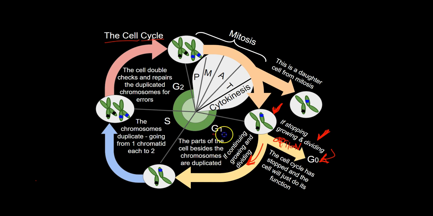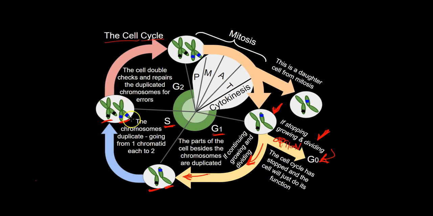If it doesn't though, if it's continuing to grow and divide, then it continues around here through the G1 phase. During this G1 phase, you're going to have parts of the cell besides the chromosomes are duplicated. And so all of that cellular machinery that's important there is going to continue. Then we get to the next phase called the S phase. And I want you to notice right here, we go from homologous chromosomes that have one chromatid each to homologous chromosomes that have two chromatids each. That's during the S phase right here.